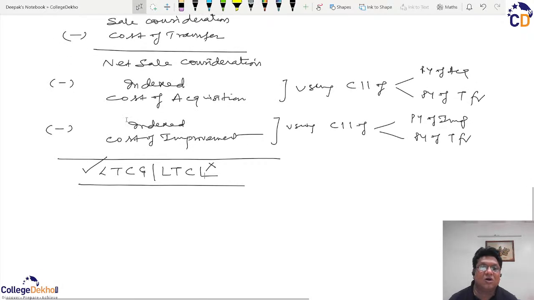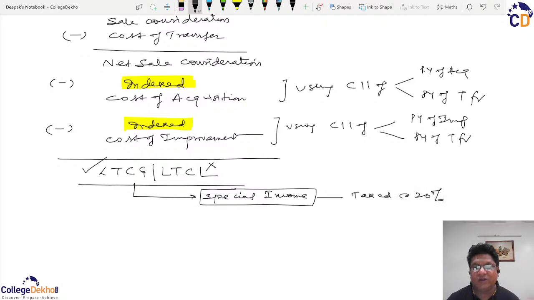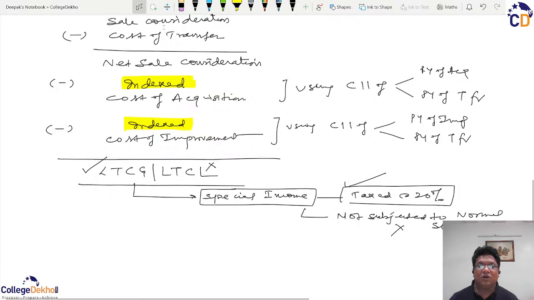And because we have been involved in the indexation process, that is, we have taken into account the equivalent value of the money after the impact of time value of money or inflation, we presume that this long term capital gain is a special income which will be subjected to the disallowance of specific deductions under Chapter VI-A, and also it will be taxed at a special rate of 20%. So this special income will not be subjected to normal slab rates. Normal slab rates will not apply here. Instead they will be taxed at a special rate of 20%.